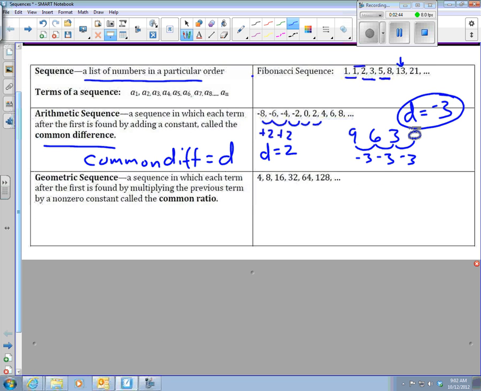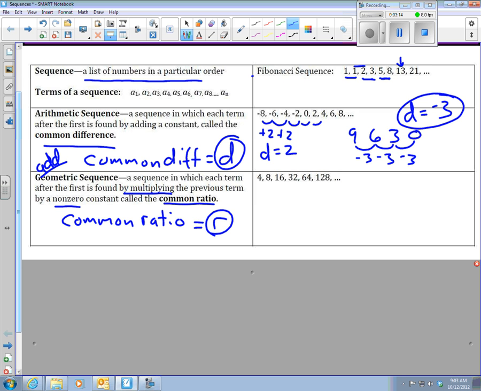Geometric sequence: it's found by multiplying by the same thing every time, the previous term times whatever. And it can't be 0, so it's got to be a non-zero constant called the common ratio. Here's where we're going to be working with R. So if it's an arithmetic sequence, you're working with D, the common difference. If it's a geometric sequence, you're working with R, the common ratio. You're adding for arithmetic, multiplying for geometric sequence.